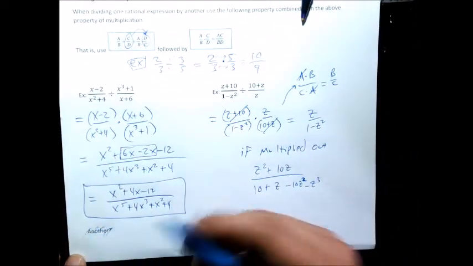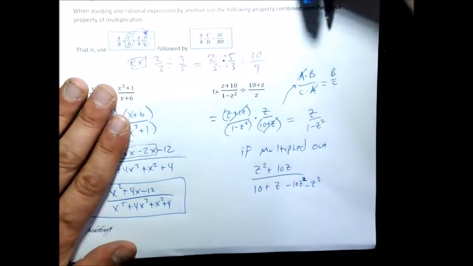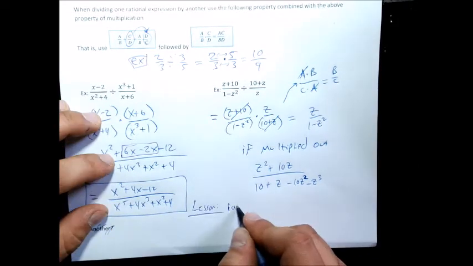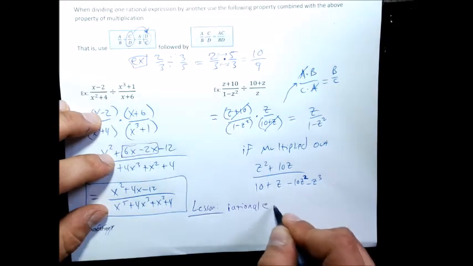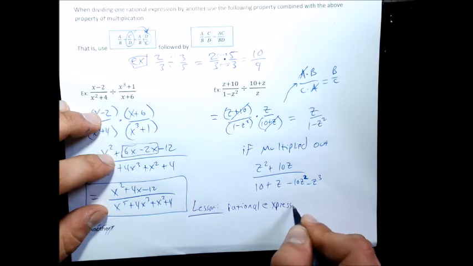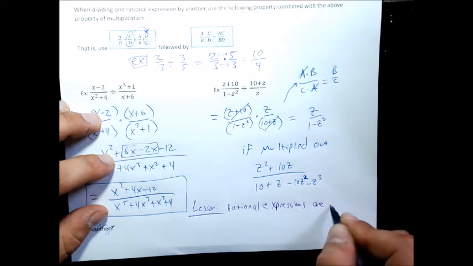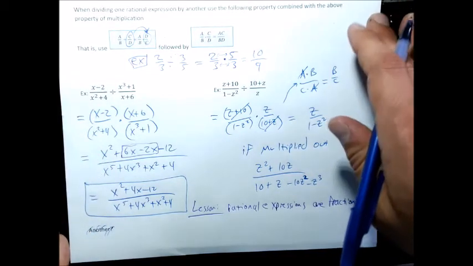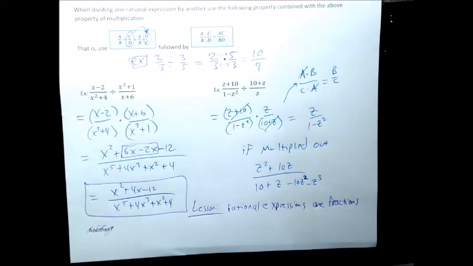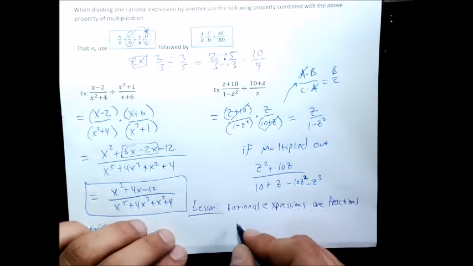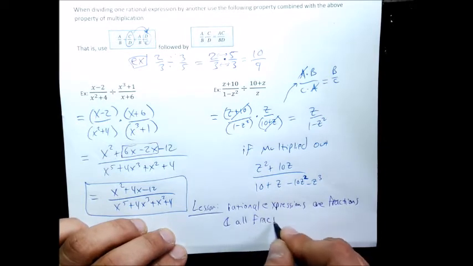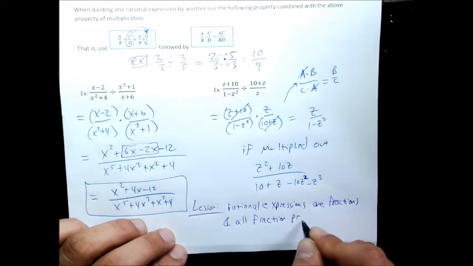I'm not going to do another, but I did want to point out just one thing, and that is sort of the takeaway from this page. Those are just like fractions. They are fractions, right? And so you treat them like fractions, and you use the fraction properties. If you're going to add them, it's the same idea of adding fractions as adding rational expressions. Rational expressions are fractions, and all fraction properties apply to them.